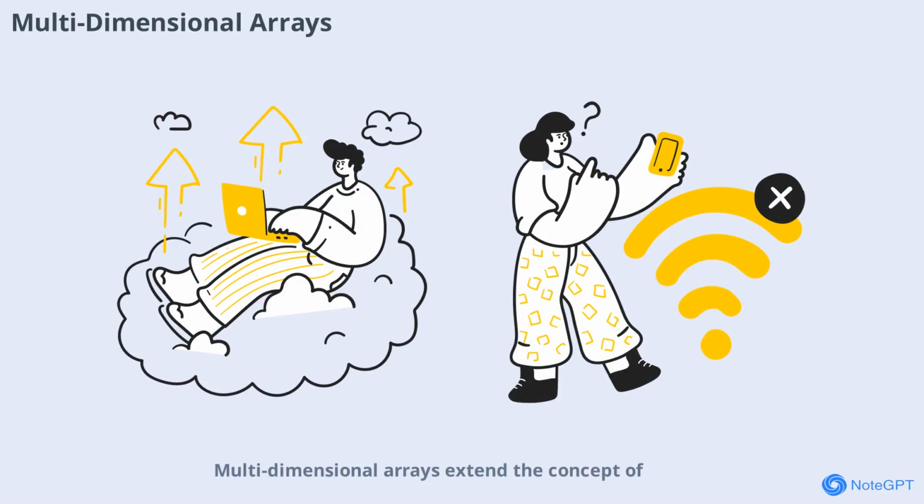Multi-dimensional arrays extend the concept of arrays to more than one dimension. The most common is the two-dimensional array, which you can visualize as a table with rows and columns. For example, a 3x3 matrix is a two-dimensional array with 3 rows and 3 columns. These arrays are useful for representing data like spreadsheets, game boards, or pixel grids and images. Accessing elements requires 2 indices, one for the row and one for the column.